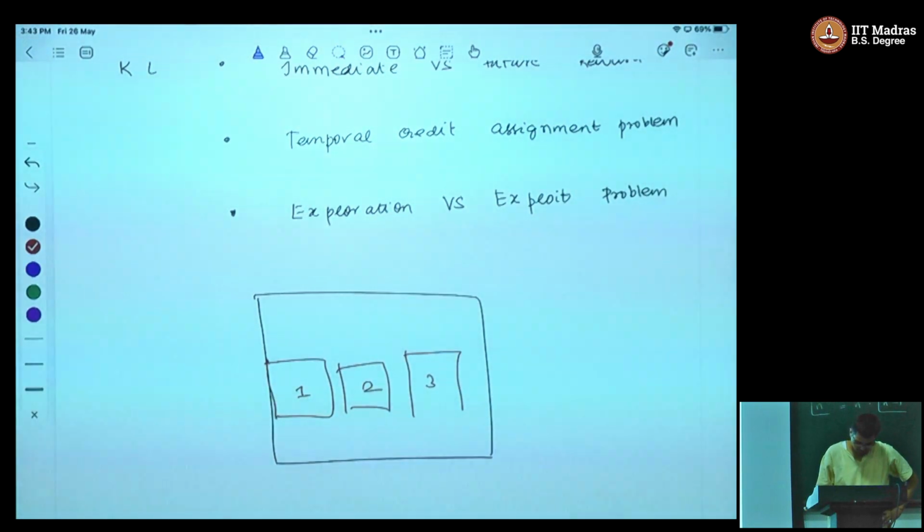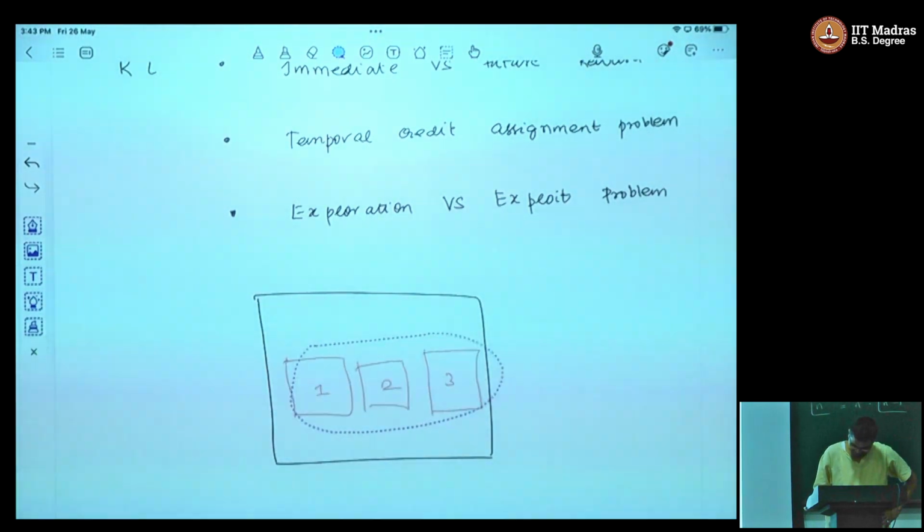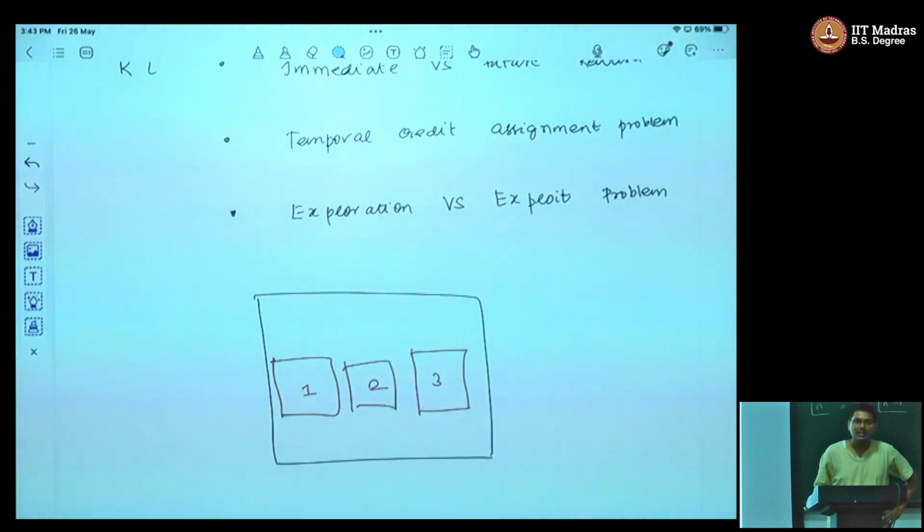Now that is the exploitation. We can't bear with this. So the point is that unless you place the ad and get the feedback, you will really not know.